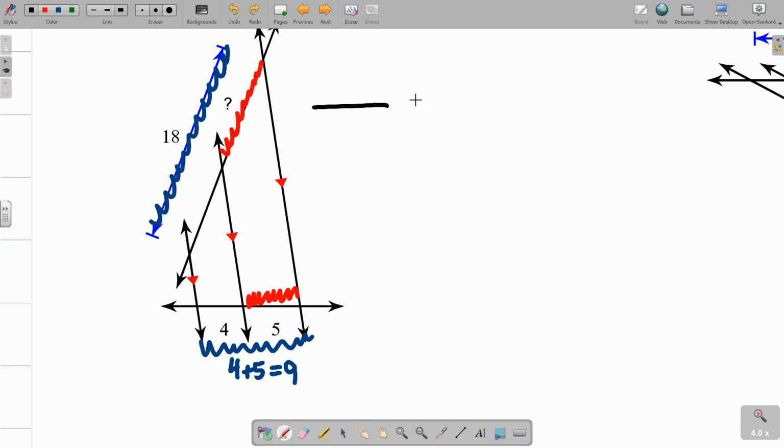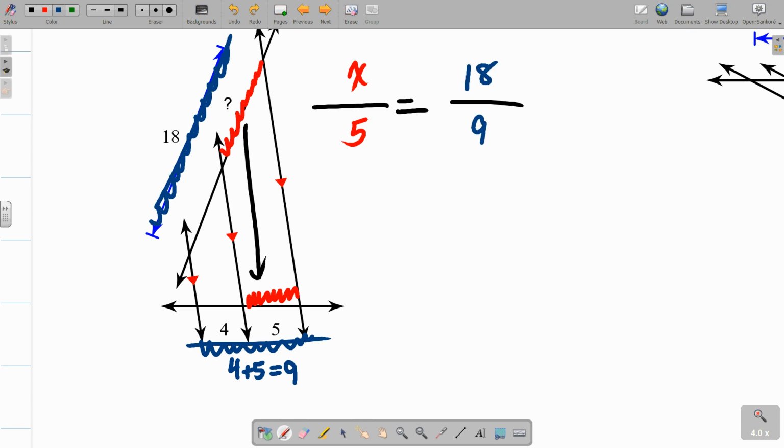Now that you've matched, there are several ways you can do this. I can go like this: X over 5 equals whole side over whole side, 18 over 9. I could also go this way: X over the whole side, 18, equals 5 over the whole side, 9. Either way, you're going to get the exact same thing. Cross multiply, solve for your unknown, plug it in, and check.